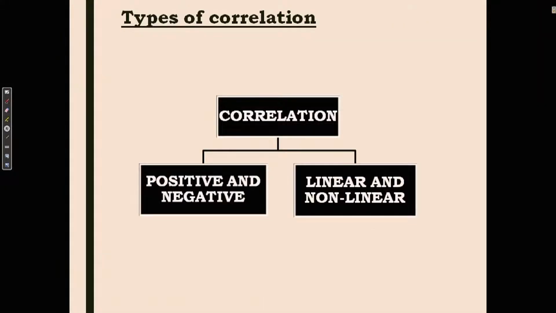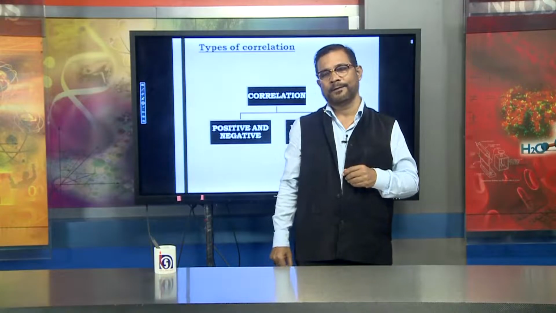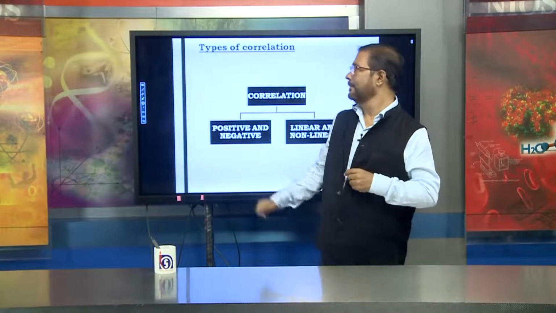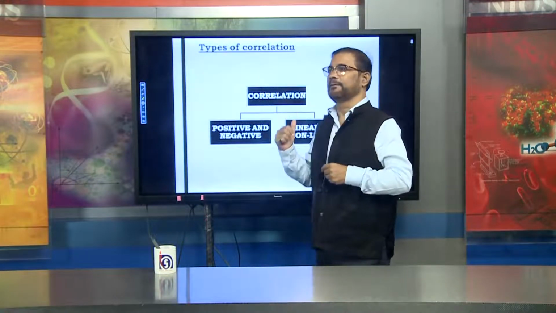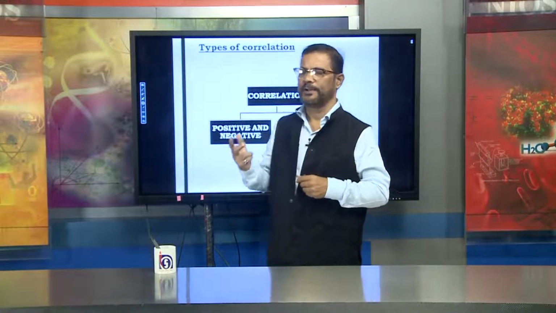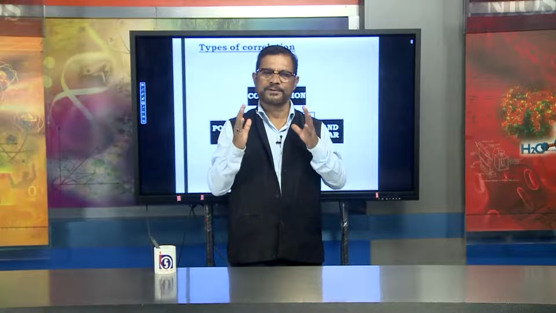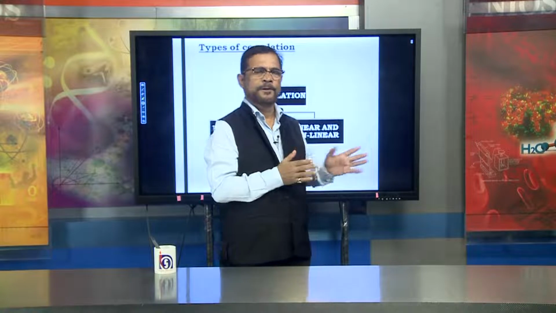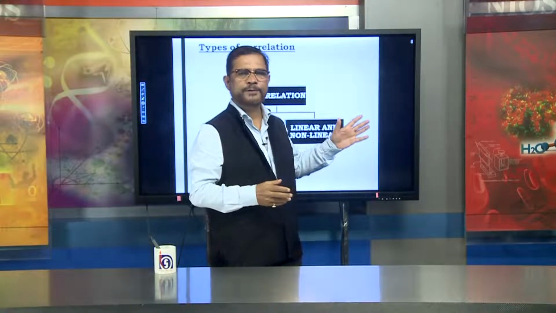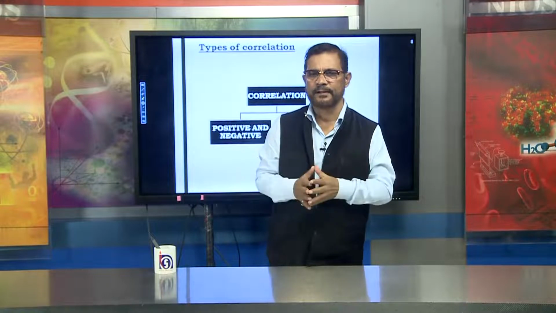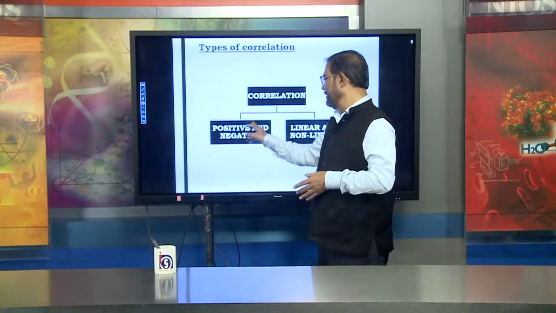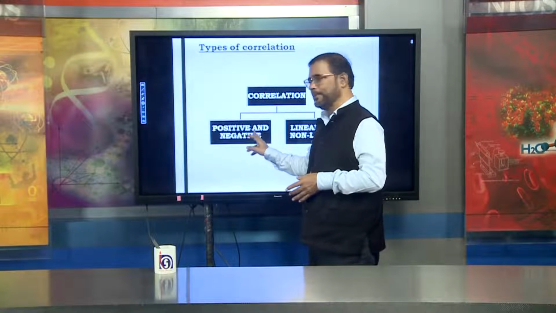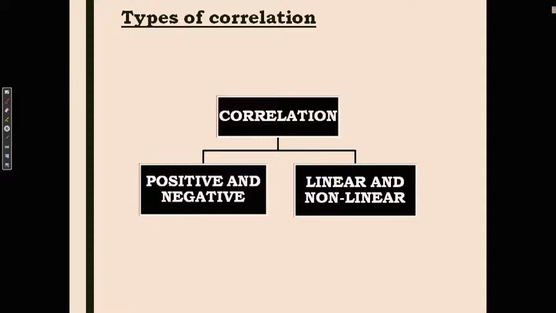See what we have discussed. The next slide is showing the same thing: types of correlation. Other types are also there, but we have to discuss these two types. Clear? This is classified in two parts. We can study correlation in two parts. First is positive and negative correlation. Other is linear and non-linear correlation.